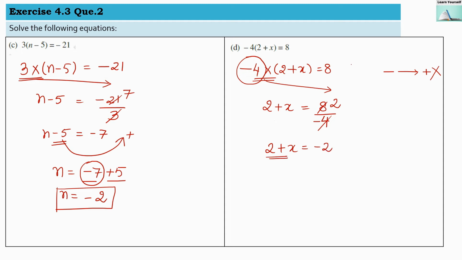This 2 is in addition. Once it will change the sign, it will become negative. So x equals to minus 2 minus 2. So we will get here x equals to minus 4.